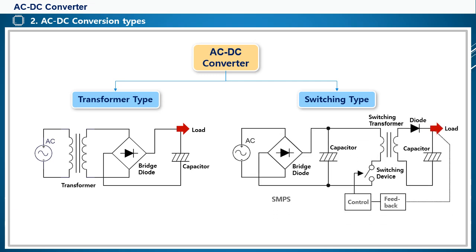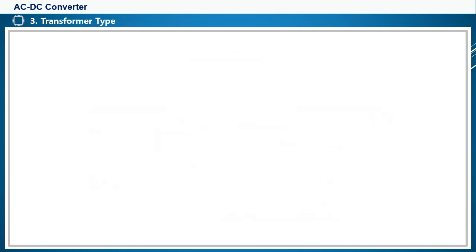The switching type consists of a bridge diode, a smoothing capacitor, a switching transformer, and a switching element on the primary side, and a diode and a smoothing capacitor on the secondary side, and a feedback and control section for constant voltage output. This power structure is called a switching mode power supply, or SMPS, and almost all AC-DC conversion power circuits use this type. The DC adapters and cell phone chargers around us are all switching type power supplies.